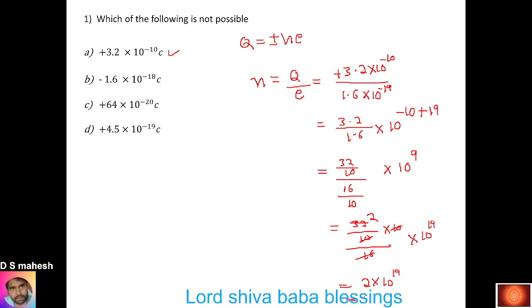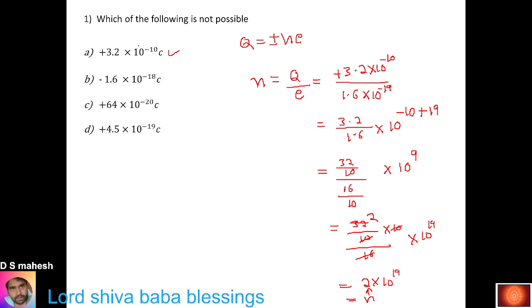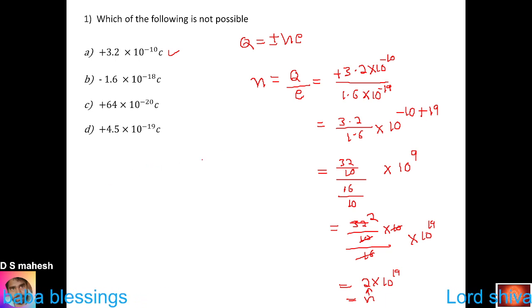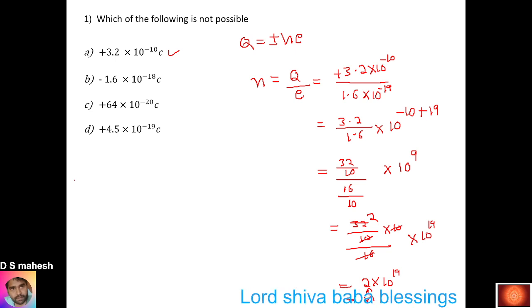So here n is equal to 2, which is an integer. So this is possible. Next, let us consider the next case, 1.6 into 10 to the power of minus 18. So here again let's consider the second case.